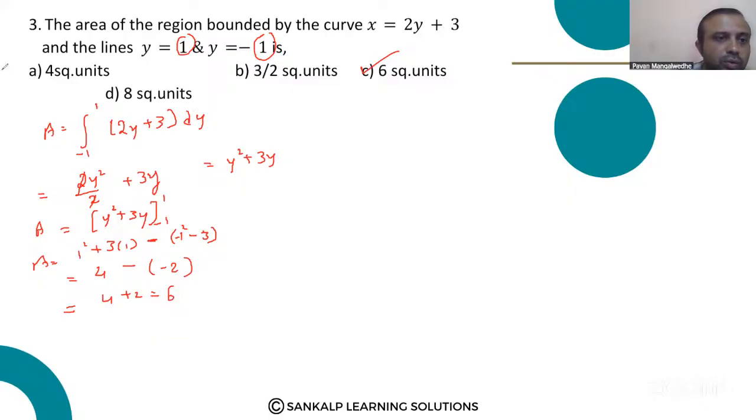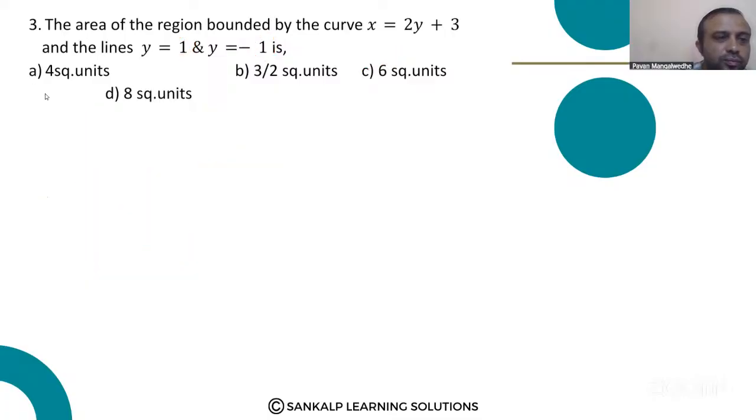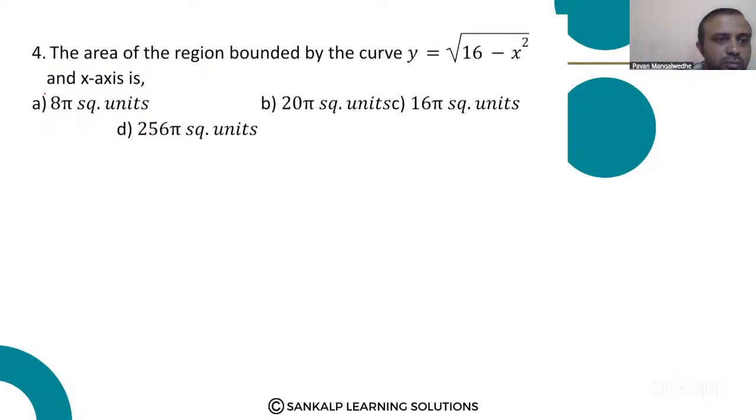Question number 4 says that the area of the region bounded by the curve y is equal to square root of 16 minus x square and the x-axis is what?